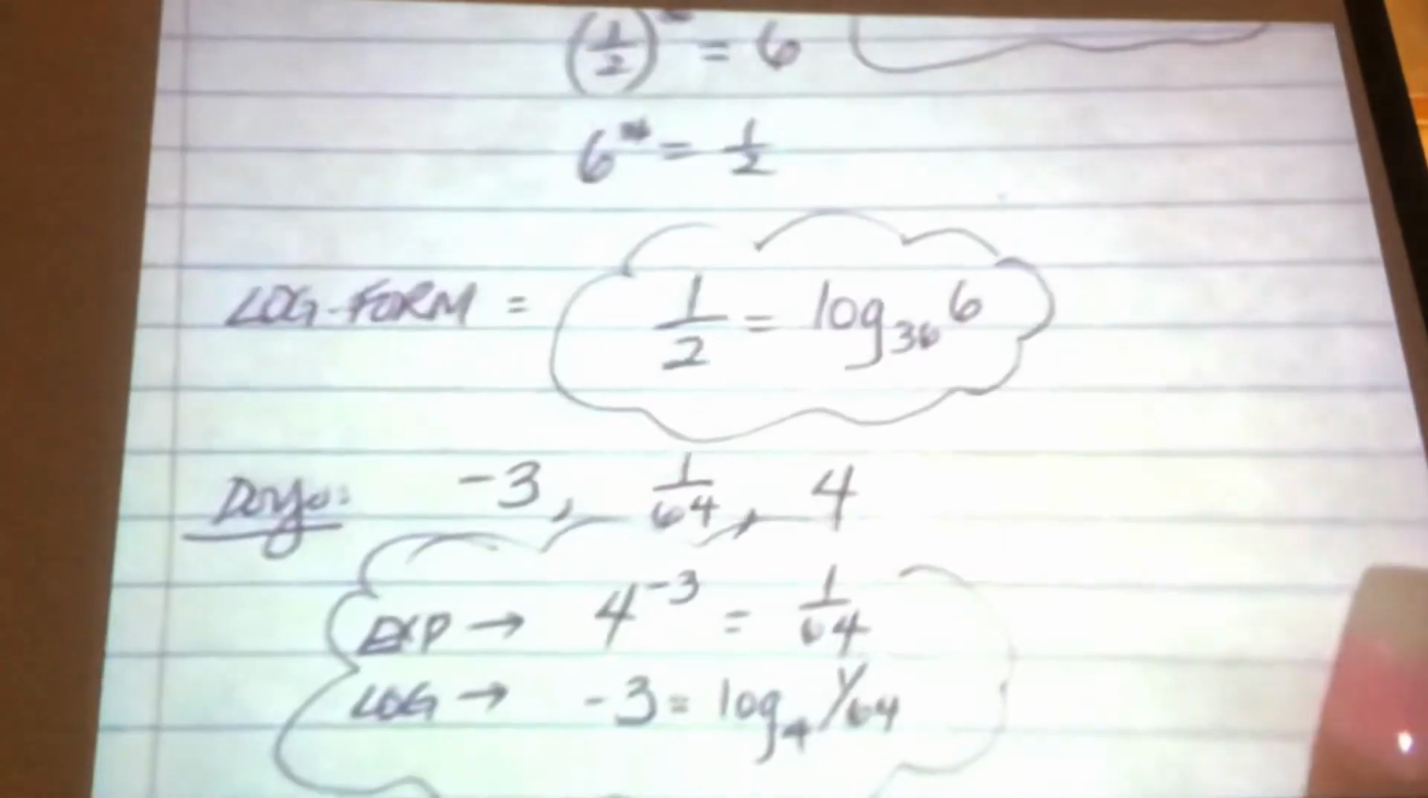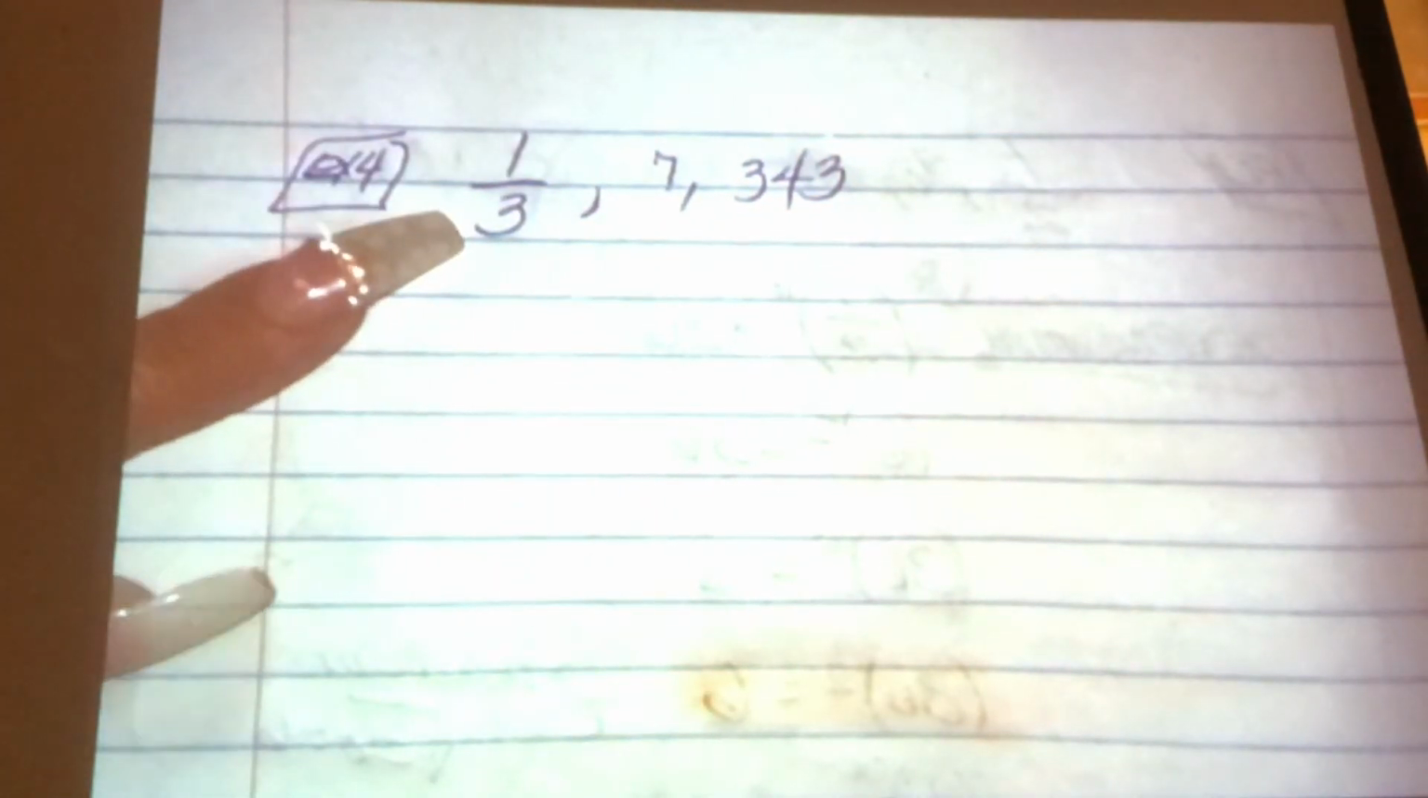So last example, example 4. So I give you 1/3, 7, and 343. Same property that you would have had with the 1/2. 1/3, 1/2, the same thing.